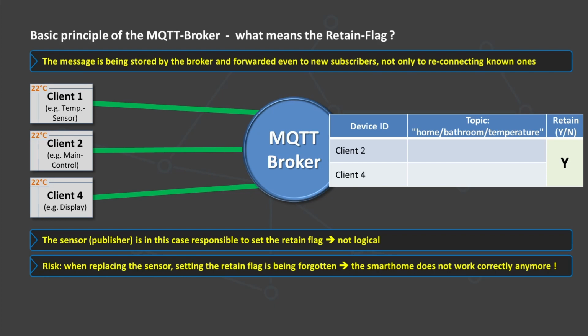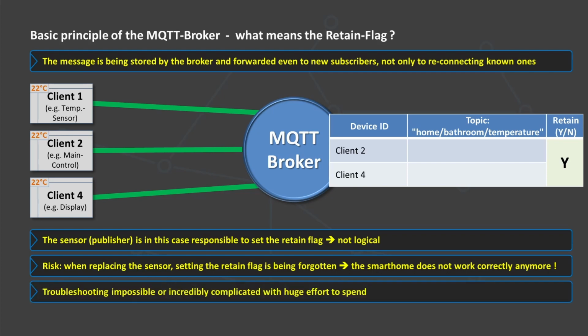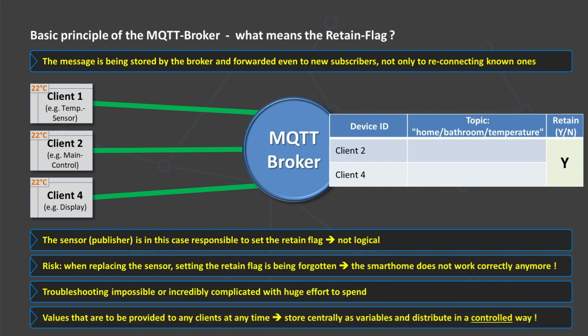That will surely make the entire planning and maintenance of our control logic unnecessarily complex, and troubleshooting will be like going through hell. It takes days to discover such an error. We remember, KISS, keep it simple, stupid. Such a structure is not simple. Values that are to be provided to any clients at any time must be stored centrally in the Smarthome main control as variables and sent to the clients in a controlled way.